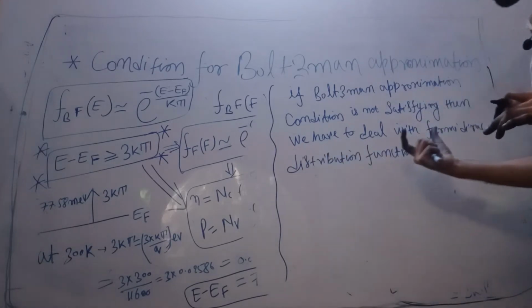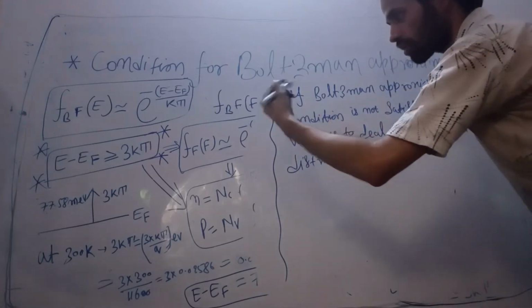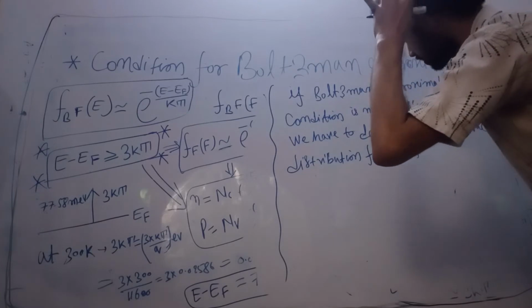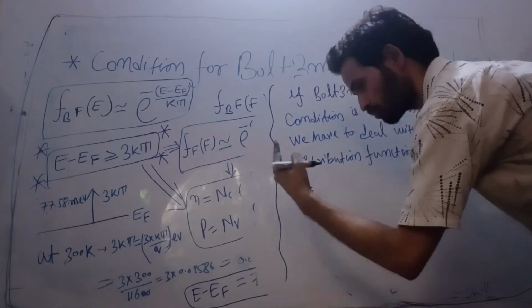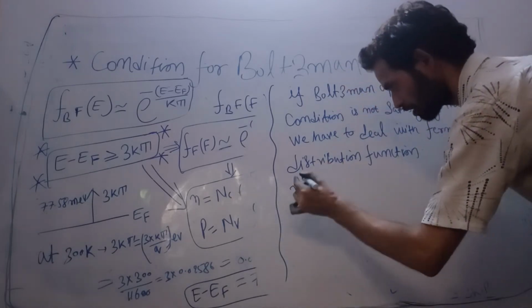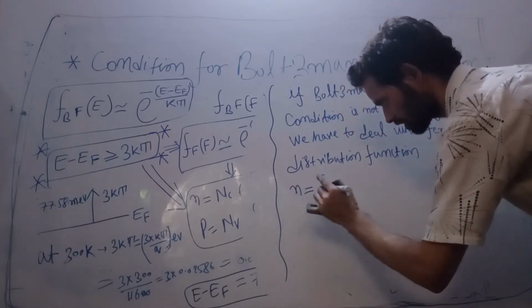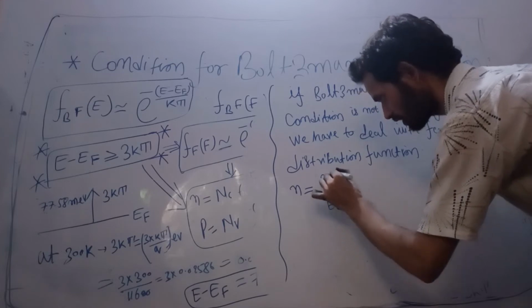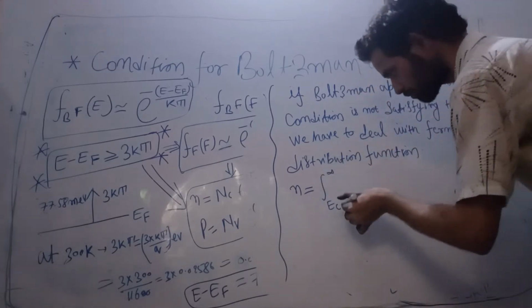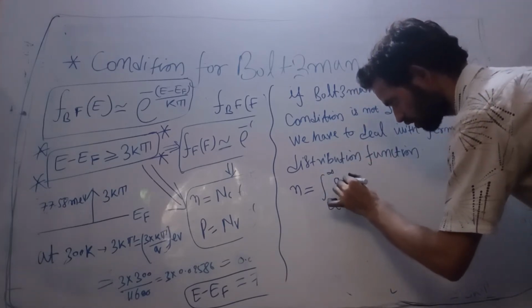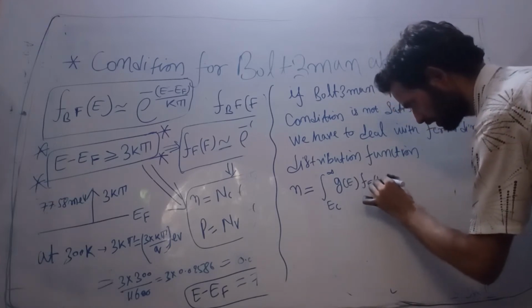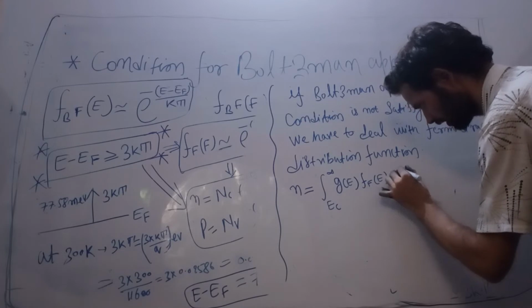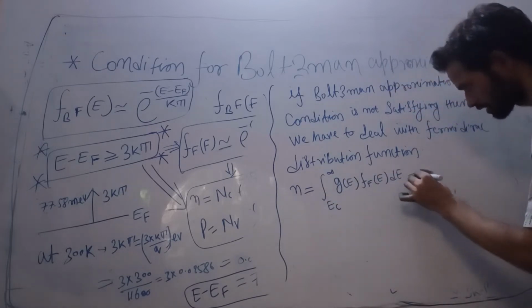So for the calculation of the charge carrier concentration, let us see how to calculate it. Generally, n is equal to the integration from EC to infinity of g(E) f(E) dE. You have to deal like this.